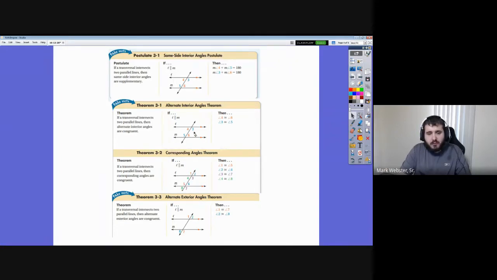Alternate interior angles, we're talking about right here. If you know that the lines are parallel, then the alternate interior angles are the same. Vice versa. If you know that the alternate interior angles are the same, then you know that the lines are parallel. Easy. Same thing with the corresponding angles. Line L is parallel to line M if and only if the corresponding angle pairs are congruent. Line L is parallel to line M if and only if the alternate exterior angles are congruent.